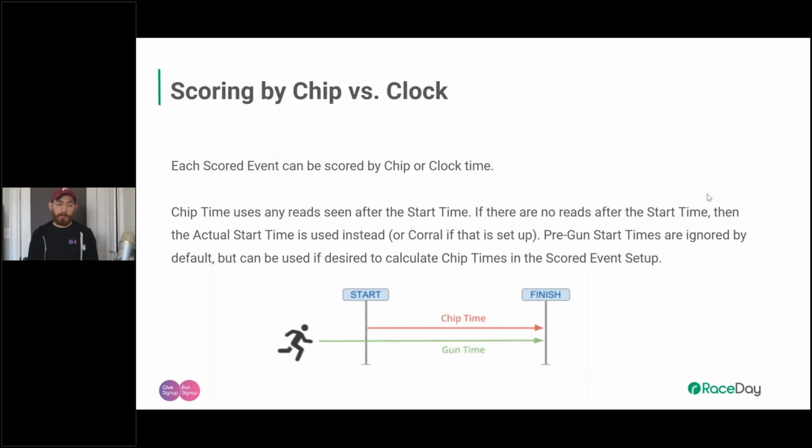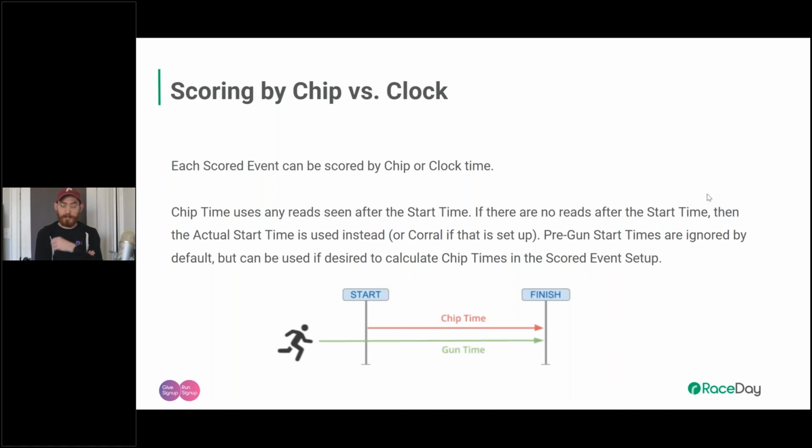So let's talk a little bit about scoring by chip versus clock. Each scored event can be scored by chip or clock time. Chip time uses any read seen after the start time. If there are no reads after the start time, then the actual start time is used instead. Or if they have a corral they're assigned to, they would get that start time. Pre-gun start times are ignored by default, but they can be used if desired to calculate chip times.